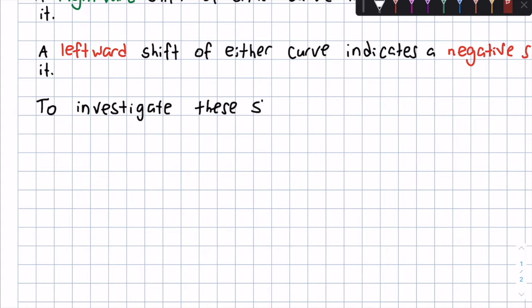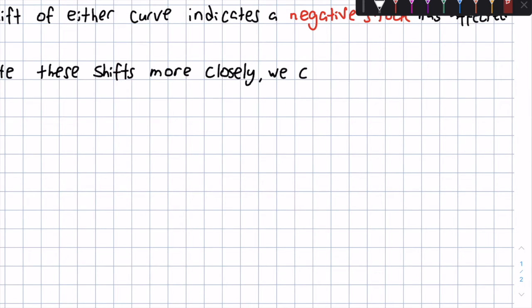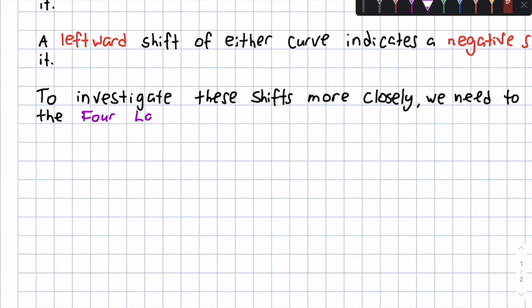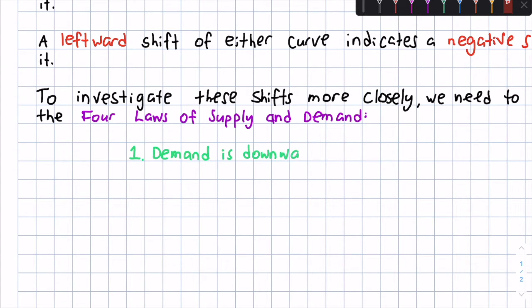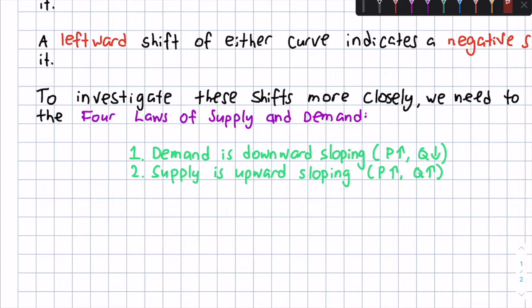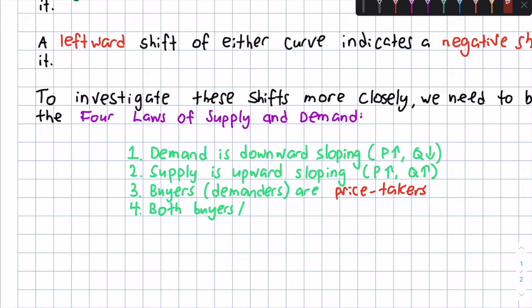So to further investigate this, we need to look at four laws of supply and demand, and we need to be pretty familiar with these in order to properly analyze what's going on in each situation. So the first is that demand is downward sloping, and we've covered this before. So essentially, as price increases, quantity decreases. And likewise, supply is upward sloping. As price increases, quantity increases. Buyers, demanders are price takers, which is number 3. And the last one is that both buyers and sellers maximize the amount they buy or sell.